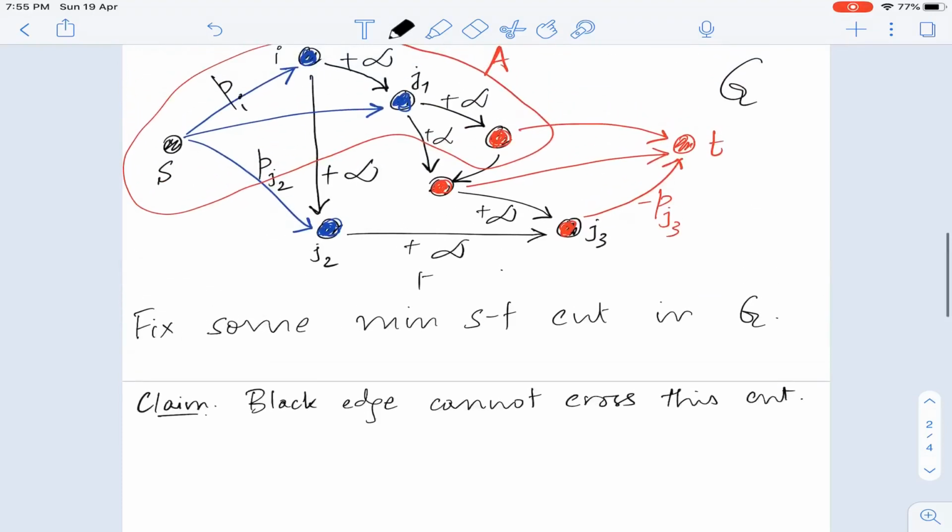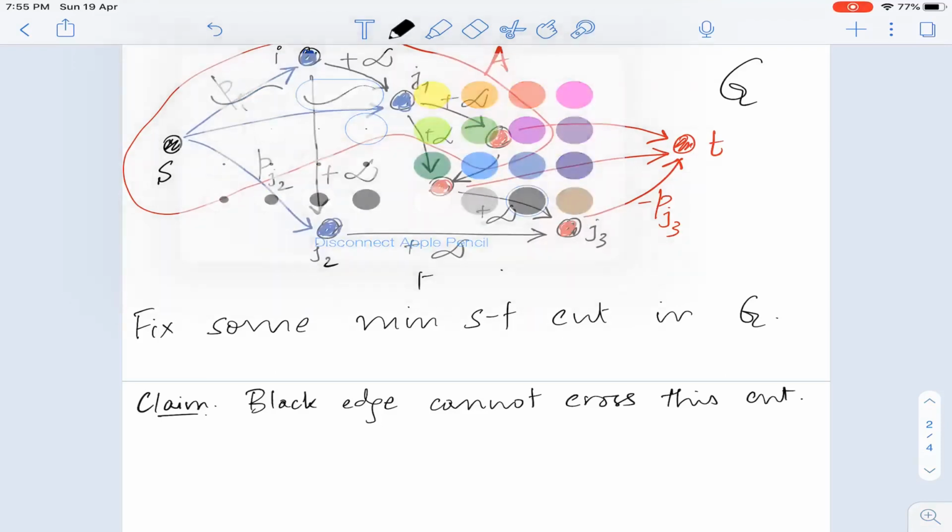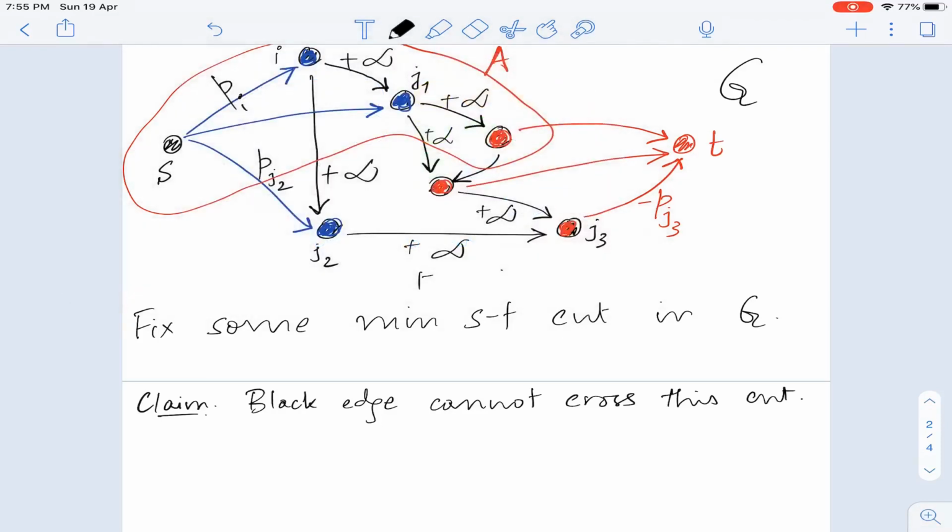Yes, and this should be immediately clear, because if a black edge crosses this cut, then the value of this cut is infinity. But as we discussed in the last video, there is already a cut, in fact two cuts, in my graph which have finite capacity. So why should the min cut algorithm select a cut which has infinite capacity? It can very well just select the trivial cut, which is S on one side and everything else on the other side. That's clearly a finite capacity cut. So any min cut in this graph cannot have an infinite capacity, which translates to the fact that no black edge can cross this cut.